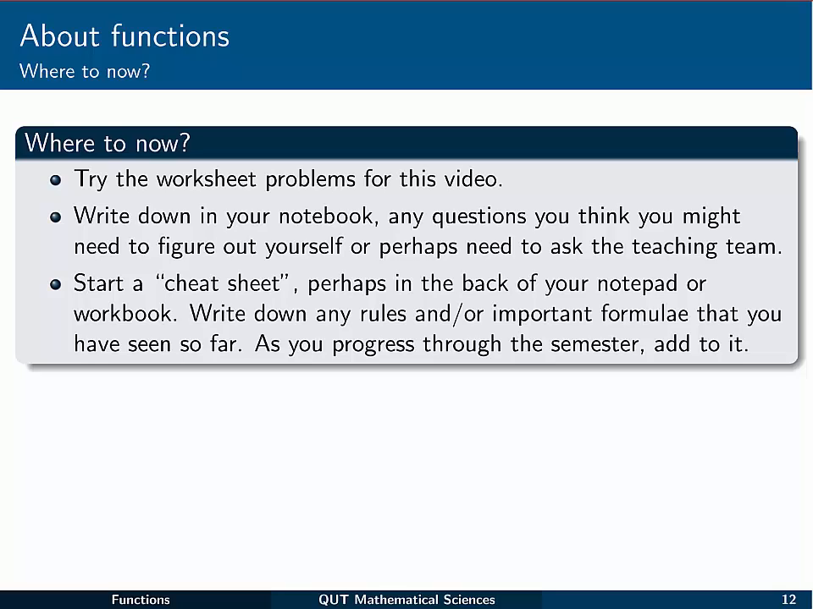So where to now? As usual, try the worksheet problems. Write down in your notebook any questions you might have, or things that you need to figure out. And a new one, start up a cheat sheet for yourself, perhaps in the back of your notepad or workbook, and write down any rules or important formulae that you've seen so far, not just in this video, but in others. As we move through the semester or through the course, just add to that cheat sheet every time you see something that you think you might want to remember. Anyway, that's it for now for our composite functions video. Move on to the next video once you've finished with this one.